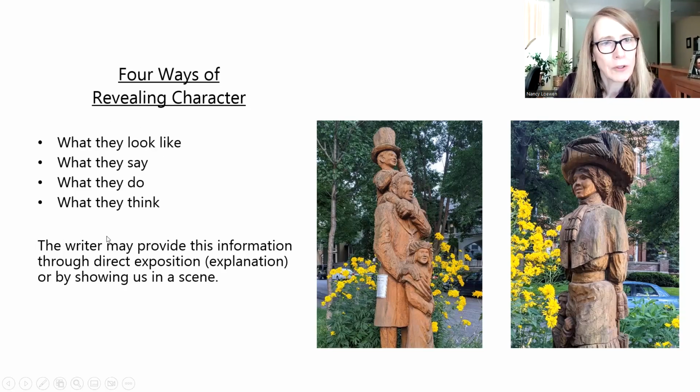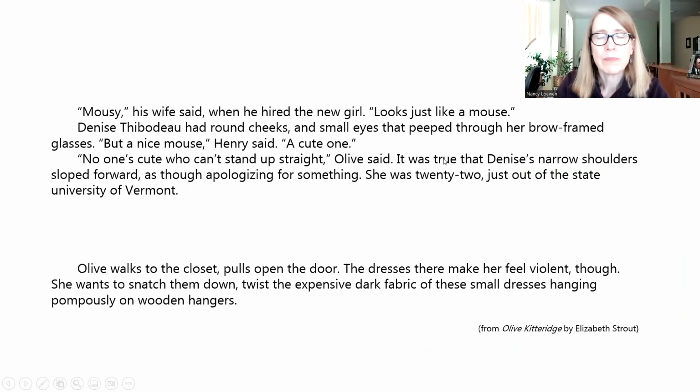We're going to look at some examples pretty soon, but the writer may provide this information through direct exposition, which is basically just explaining, putting it out there plainly, or by showing us in a scene. And we're going to be talking about that some more too. Okay, so I have a couple of excerpts here from Olive Kitteridge by Elizabeth Strout. Just going to look at this to show what we know about character here and how.